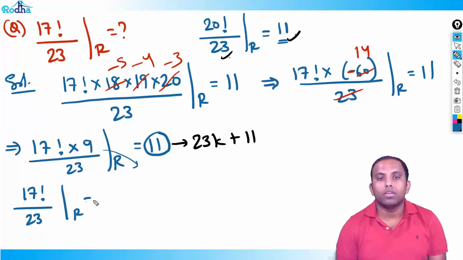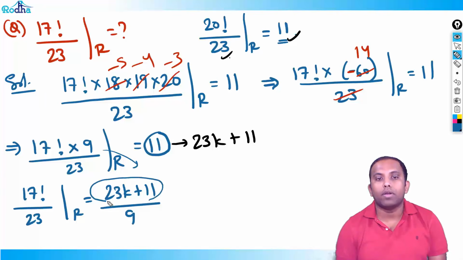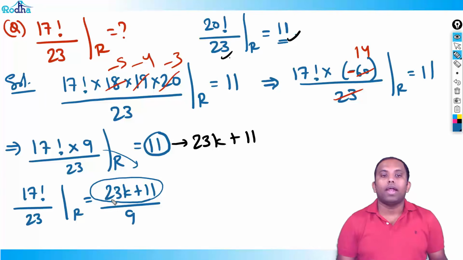What is the remainder? 23k plus 11 divided by 9. Now this numerator should be perfectly divisible by 9. At what value of k should it be perfectly divisible by 9? So at what value of k can we get it?